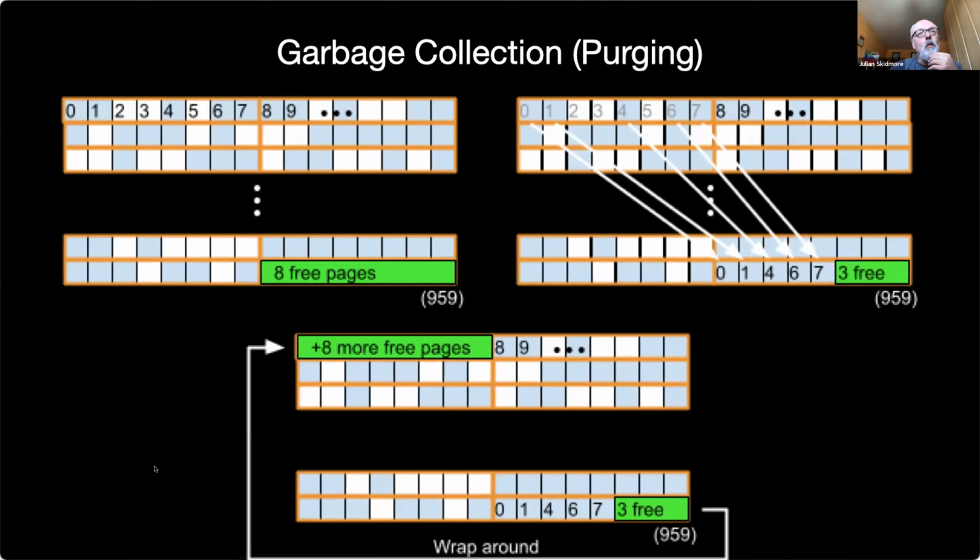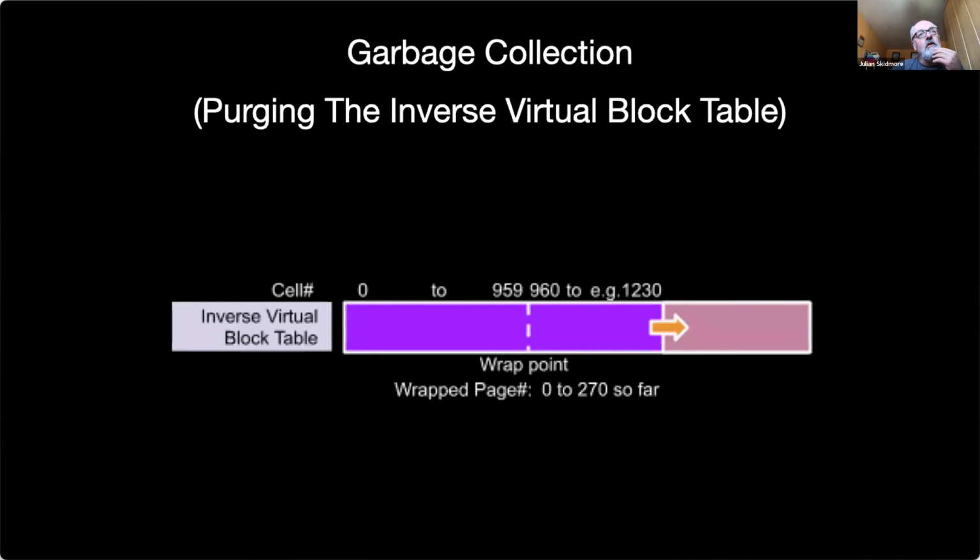And what happens there is that as we do this, we continue to fill up the inverse virtual block table with new physical pages that we have written. So eventually what happens is that the inverse virtual block table will fill up too. But garbage collecting for that is much simpler.